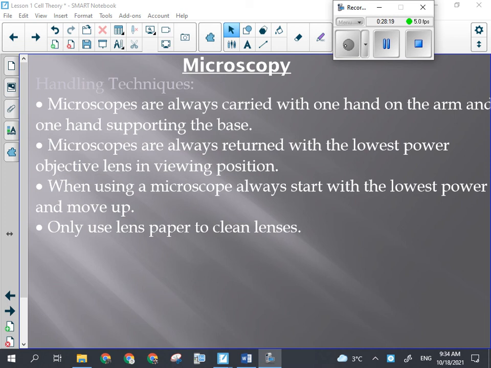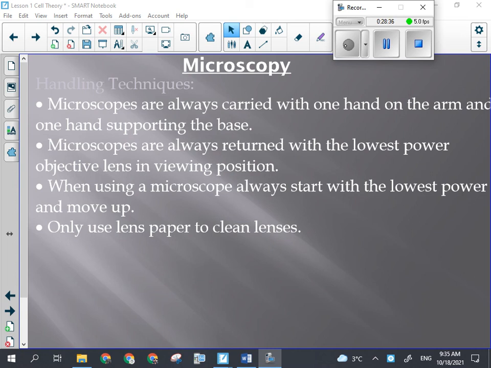So make sure you're putting the scanning power lens back in position, because that's the one you're going to start with as well. When using the microscope, always start with the lowest power. That's the scanning power lens. Move up to the low power. Move up to the high power. I'll talk about what you're looking for when we get there.